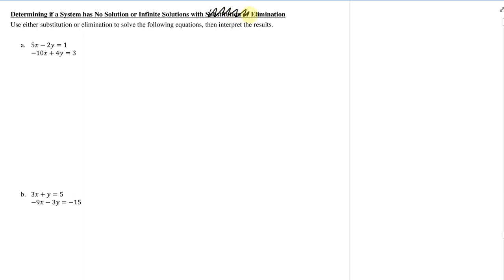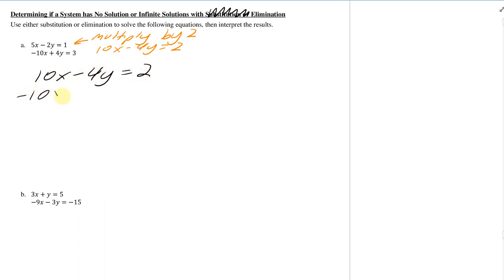Okay, so what we're going to do is the exact same thing we've been doing before. Just look at this equation. What would be the best thing to multiply by? I want to multiply the top equation by 2. So let me just note that. I'm going to multiply this by 2. If I do that, I get 10x minus 4y equals 2. So let me restack that whole system. I get 10x minus 4y equals 2. And then I have the bottom one, negative 10x plus 4y equals 3.